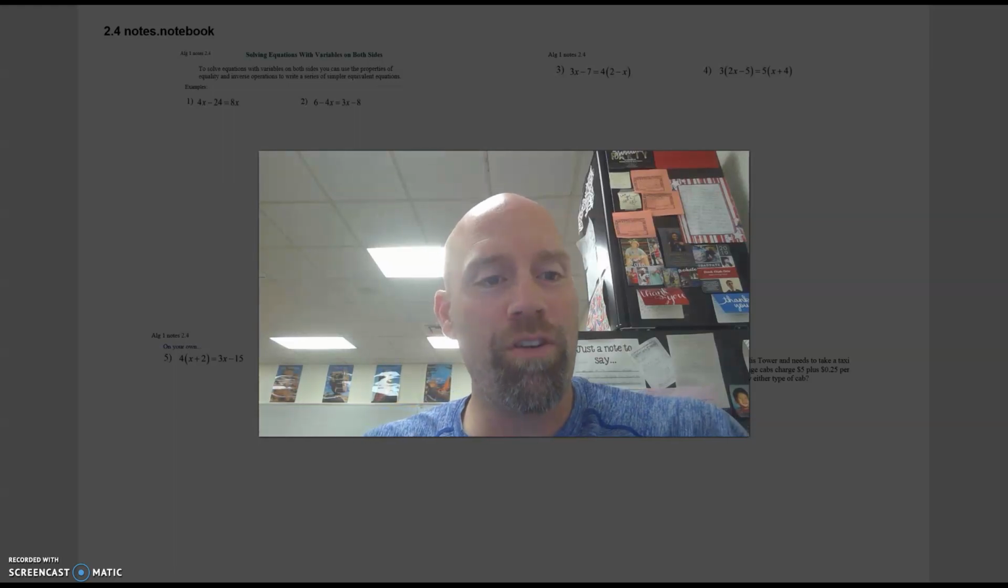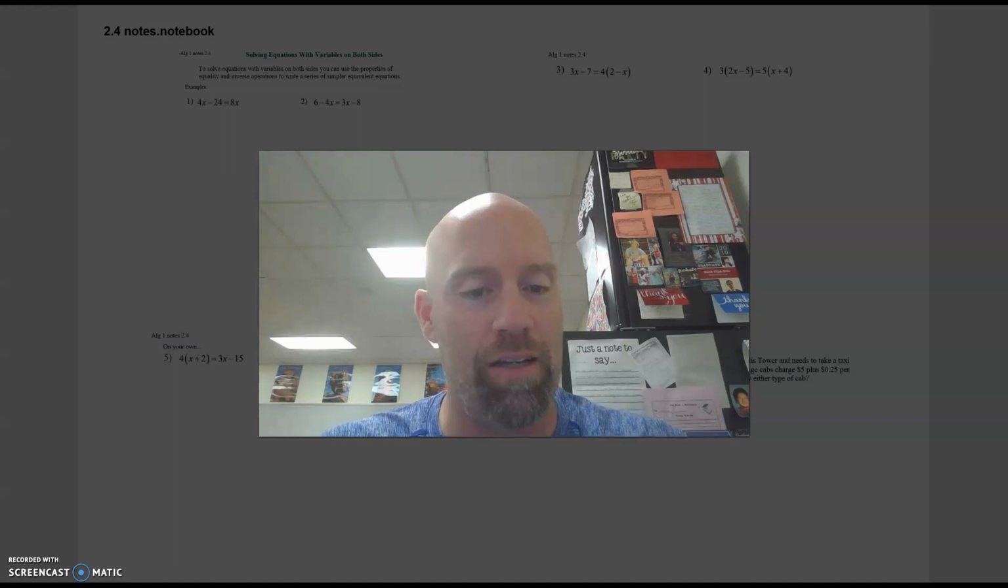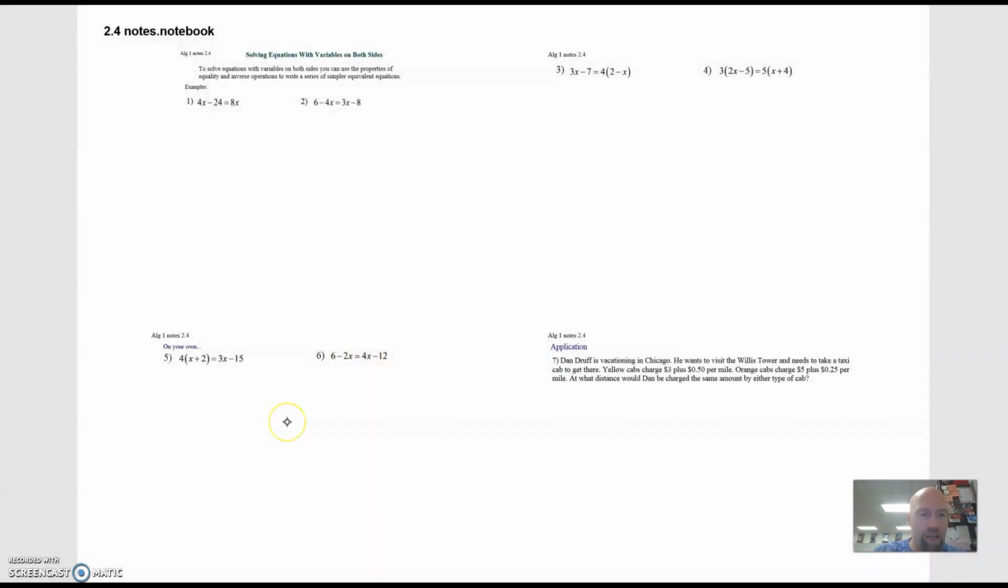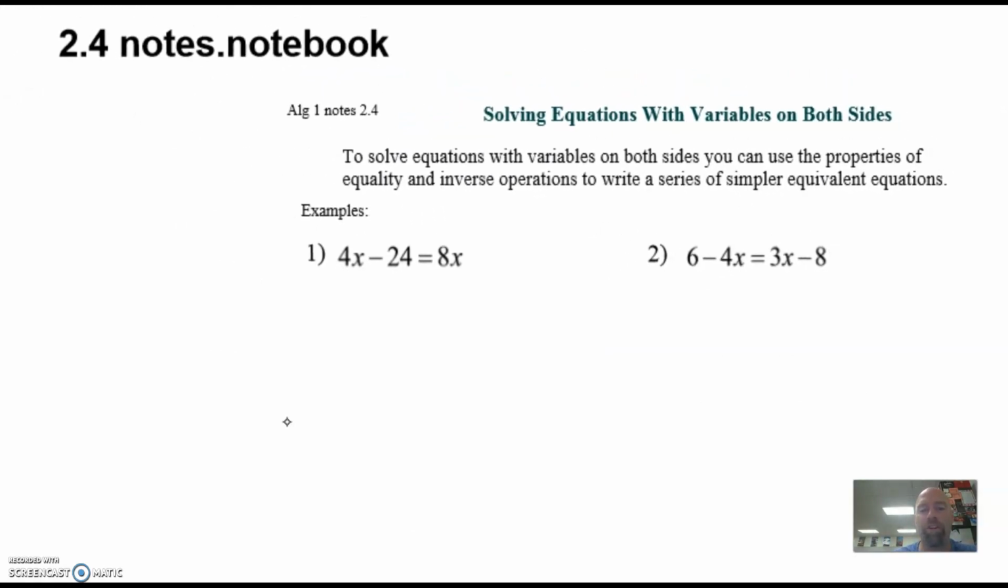Algebra 1 students, welcome to your notes on solving equations with variables on both sides. So today we're going to work with exactly what it says. Your problems are going to have variables on both sides of the equation. And don't let that freak you out. You can handle it. To solve equations with variables on both sides, you can use the properties of equality and inverse operations to write a series of simpler equivalent equations.